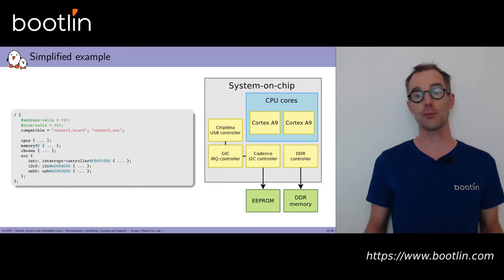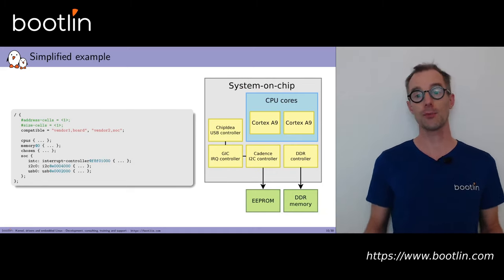The other subnode that we have expanded here is chosen, which is a mechanism that allows the firmware or bootloader to pass extra information to the operating system, which is not exactly hardware description. For example, the bootargs property will be used by the bootloader to pass the kernel command line to Linux. stdout-path is another property that can specify what should be the default output for the kernel messages.